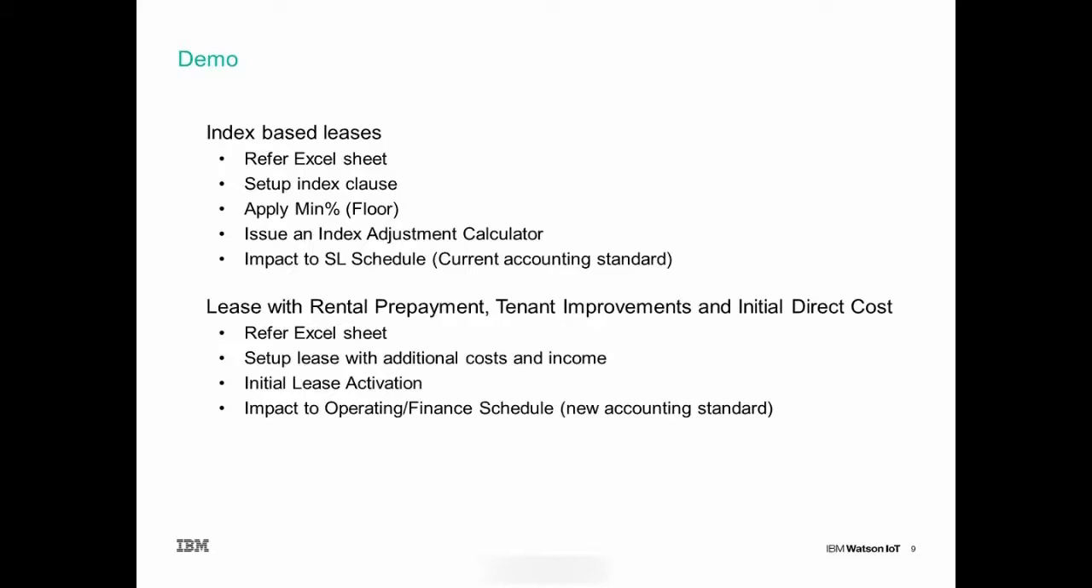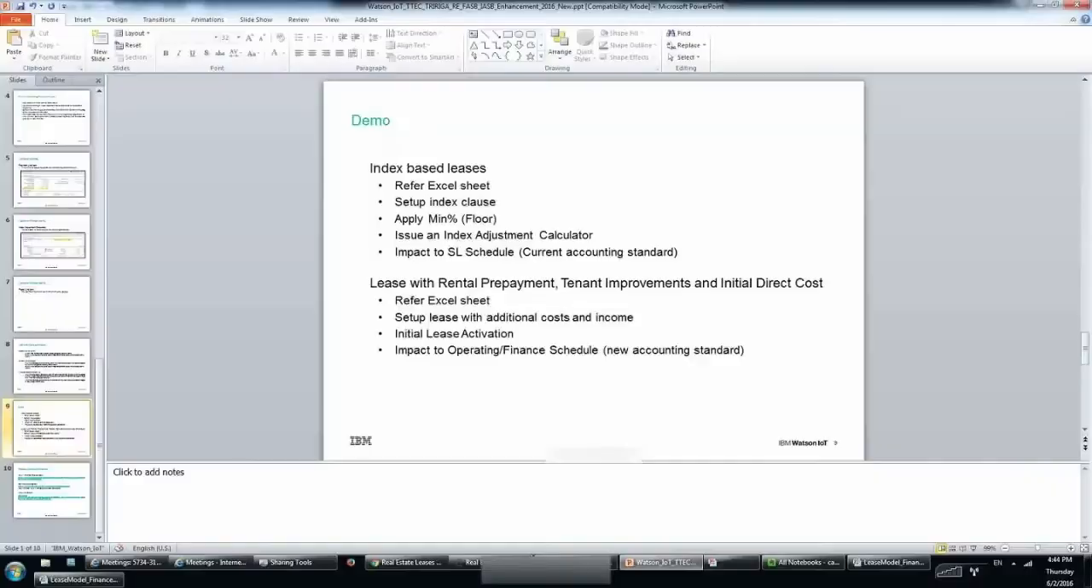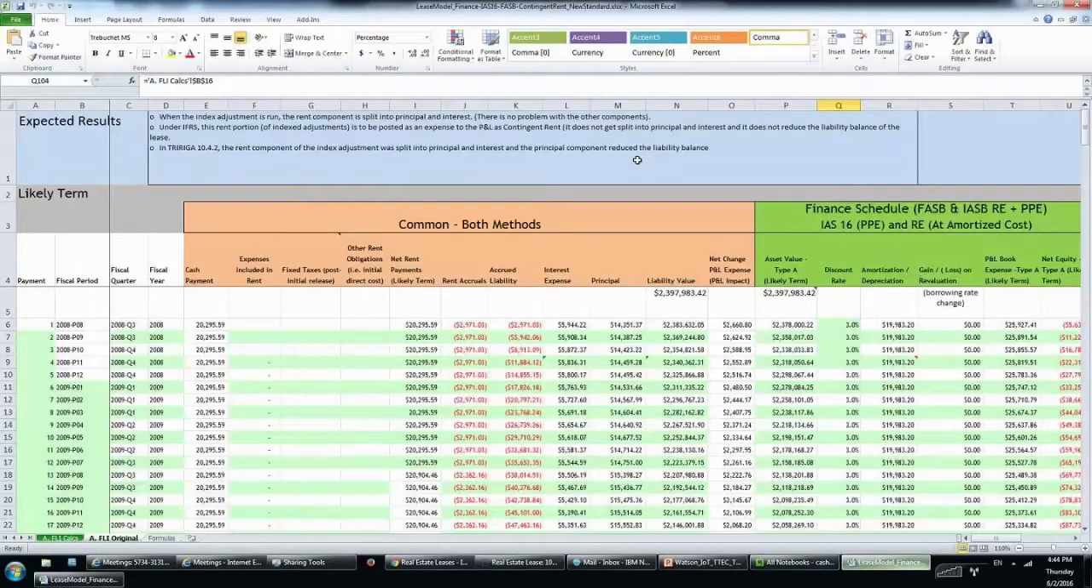Then I'm just going to show you how to set up the index clause, apply the minimum percent, and then issue an index adjustment calculator to adjust the payment. And then we're going to look at the impact to the straight line schedule of the current accounting standards. Okay, and then we'll come back to the slide. So now I'm just going to go over to the Excel sheet.